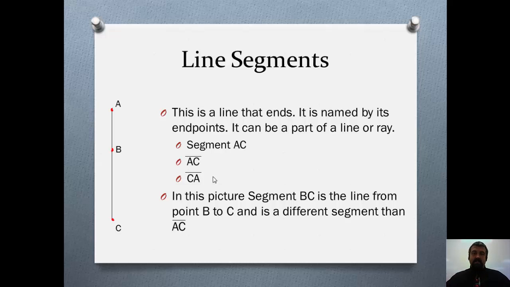You have to say the shape before you say the letters. You can't just say AC. That's not right. In this picture, segment BC is another segment here. It starts at B, goes to C. It's as if we're ignoring this top part here. We just mentally cut this out of our mind. We're only looking from B to C. This is a different segment called segment BC.